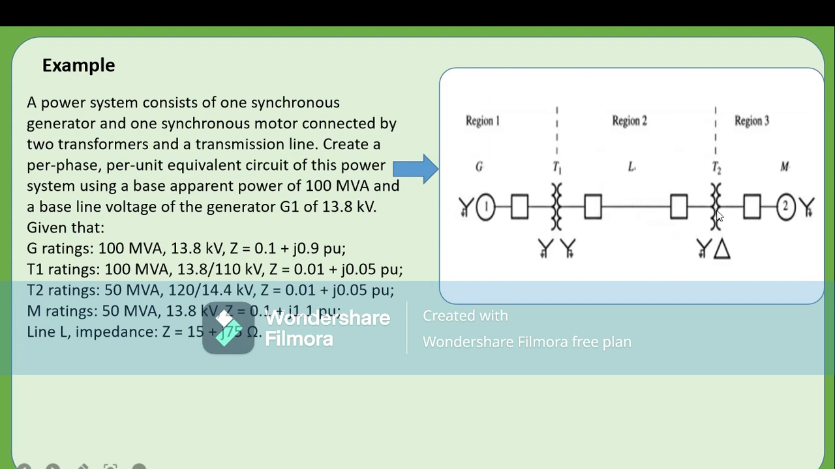Now when we get to region 3, that is T2, it is now moving from 120 to 14.4 kilovolts. So you can see the turns ratio here. So we are going to have a new voltage here. It means we have a new voltage in region 1, a new voltage in region 2, and a new voltage in region 3. Remember that the base impedance will also change in the same way.